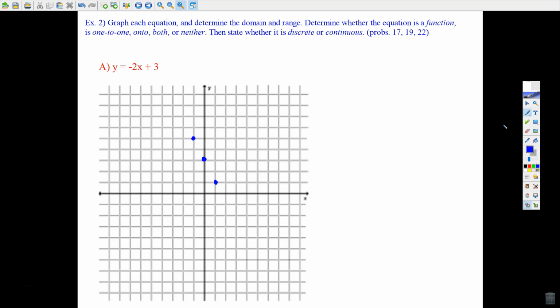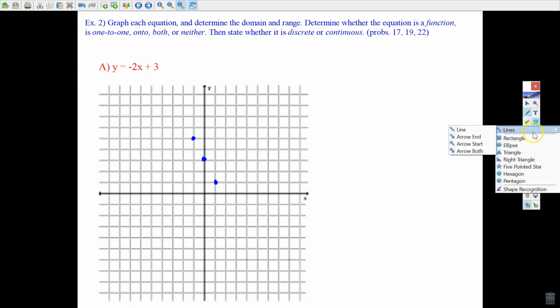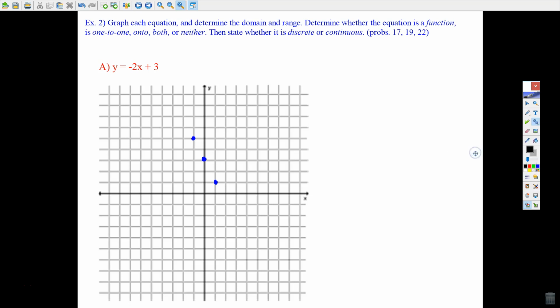All right, and then you'll want your straight edge. And I'll make sure this is going to be a solid line, and it is. Okay, so we'll connect our dots, and there's the line y equals negative 2x plus 3. All right, now determine the domain and range.